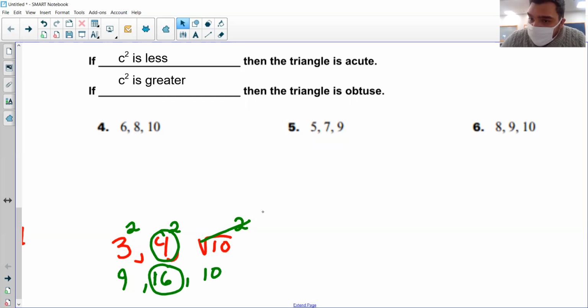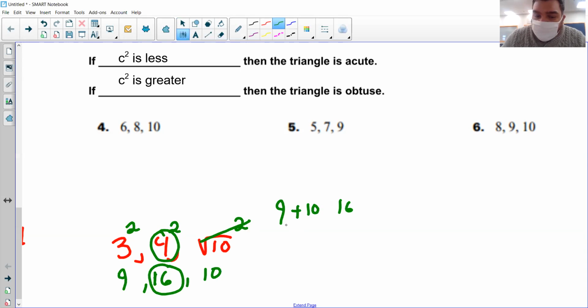Now, since you already squared it, you already did the math part, you're just going to set it up as 9 plus 10 equals 16, because you already squared it. Why square it twice? I should not be putting an equal sign. So 9 plus 10 blank 16. 9 plus 10 is 19 blank 16. 19 is definitely bigger than 16. So in this particular example, it is acute. Okay? So if you have a square root, square it first, then check which ones are bigger and smaller.